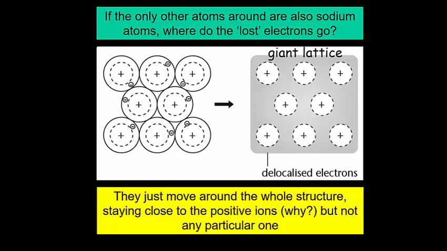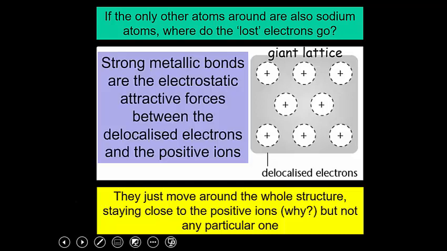any particular one. So the reason they stay close to positive ions, remember, is because electrons are negative, and negative is attracted to positive. Okay, so there are strong metallic bonds, and that's caused by the electrostatic attractive forces between the delocalized electrons and the positive ions.